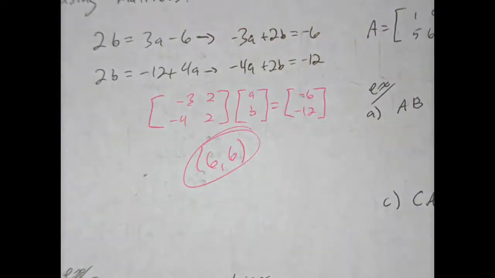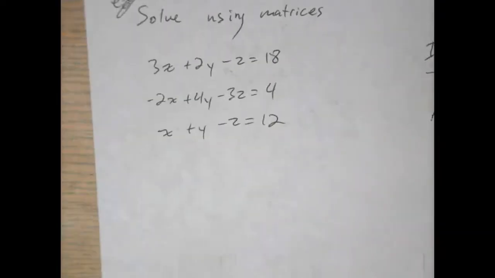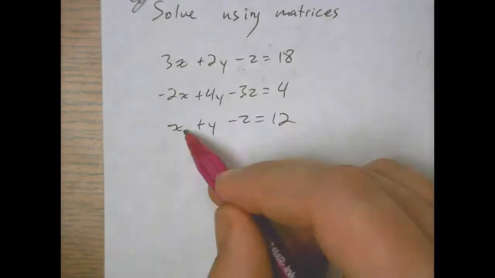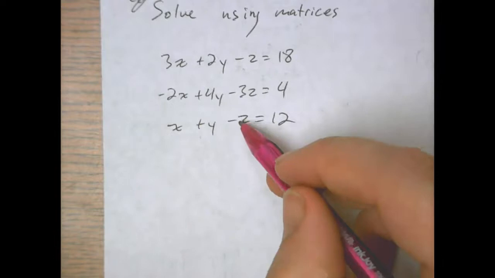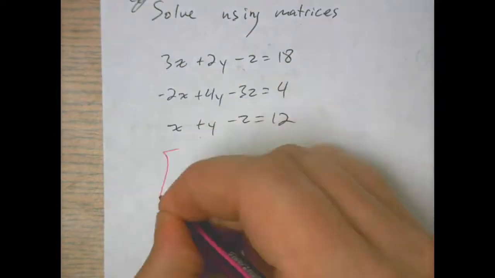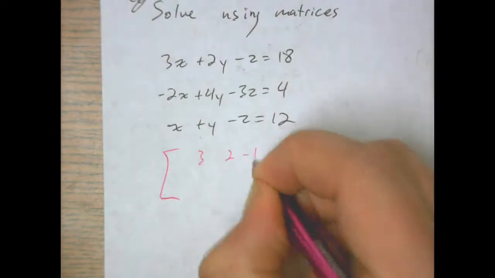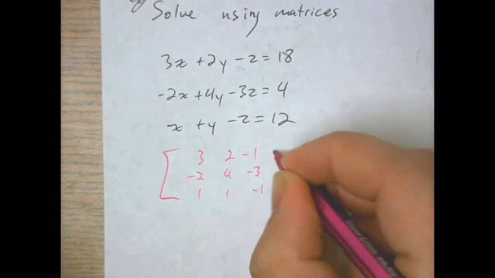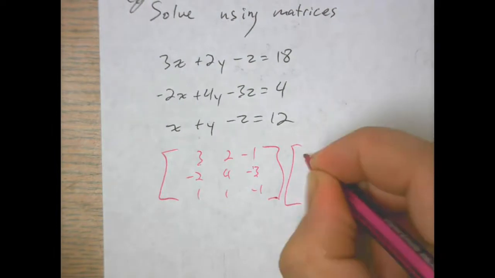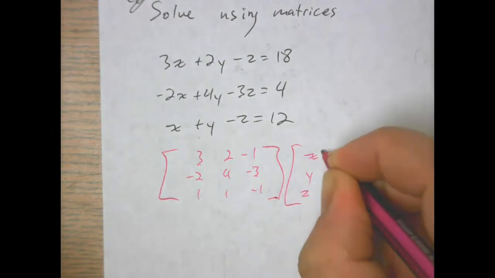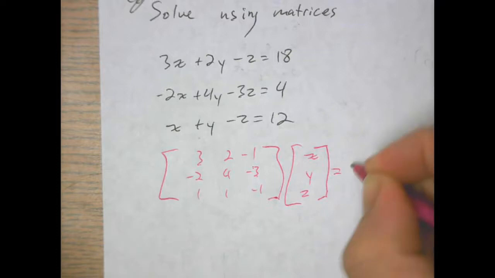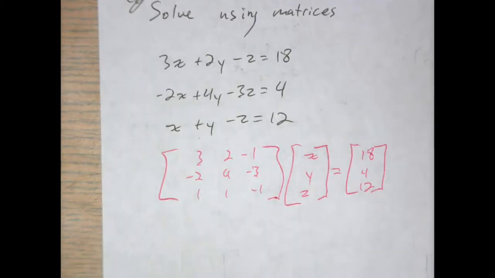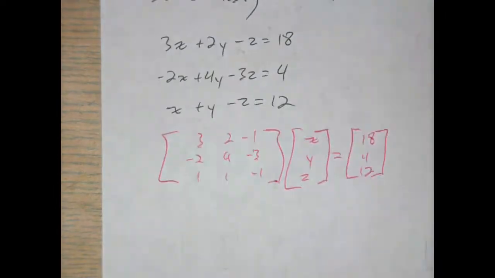Cool. Same sort of idea, except now we have a 3 by 3. Again, make sure you have all of your x's, all of your y's, all of your z's lined up. They equal all of our constants. So we have 3, 2, -1, -2, 4, -3, 1, 1, -1. Our variables are x, y, and z, in that order in all of my equations. And I have 18, 4, and 12. So we have our matrices set up.